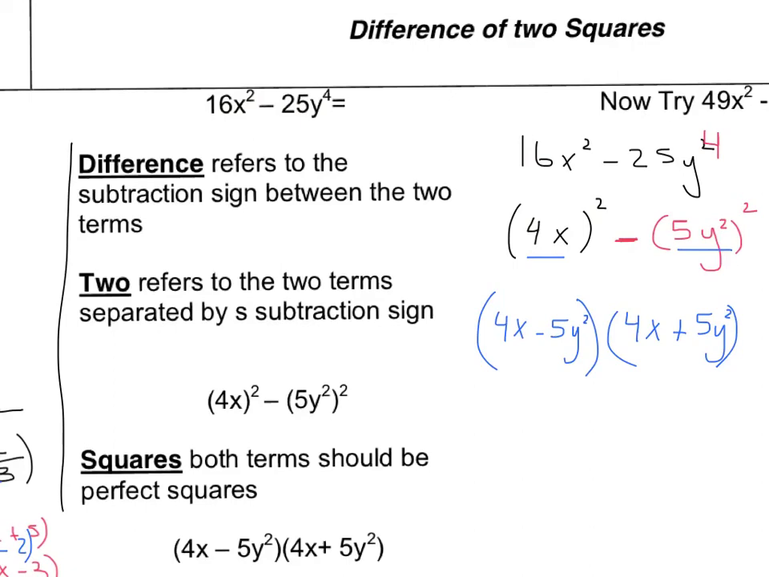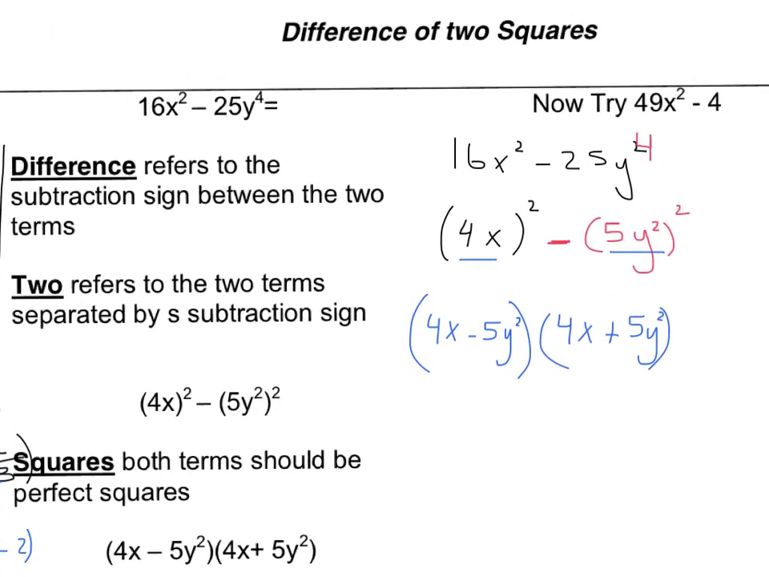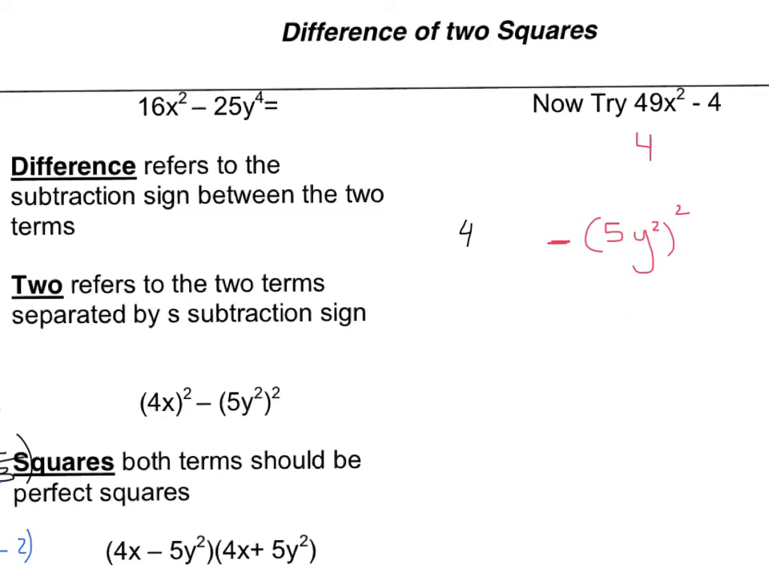Again, if you want to check your work, you put this in y1, and you put this in y2, and if you get only one graph, then your work is right. Now this is how you do difference of two squares. Now would be a good time to pause the video and try to do the next one on your own.